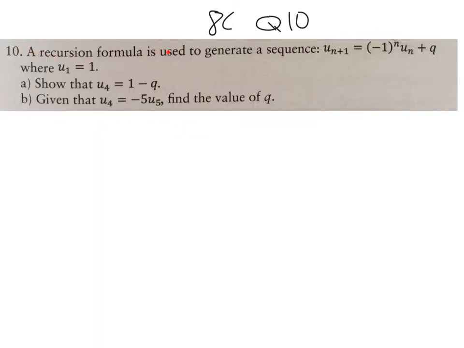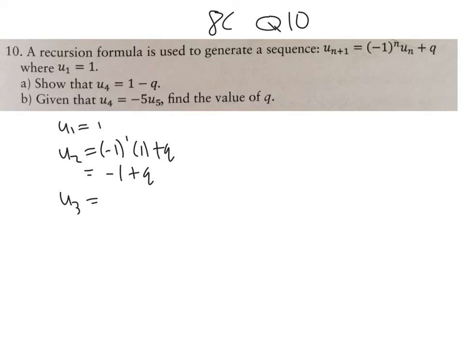Our recursion formula is used to generate a sequence u(n+1) equals (−1) to the power of n multiplied by (u(n) + q), where u1 is equal to 1. We have to show that u4 is equal to 1 minus q. So you start off with your first term, u1 equals 1. u2 would equal minus 1 to the power of, now, if this is 2 here, which we have, the power is going to be 1. And then it's going to be u1, which is 1, plus q. That simplifies to be minus 1 minus q.